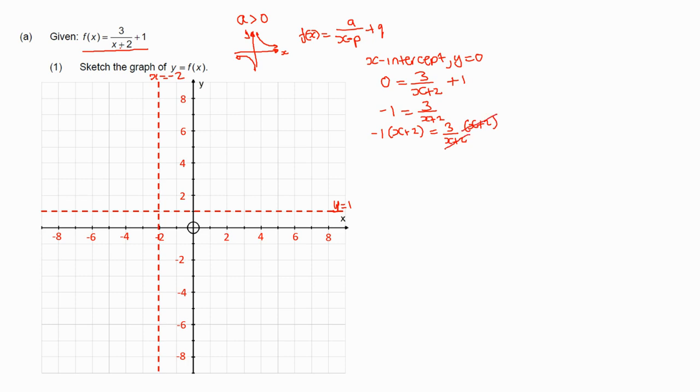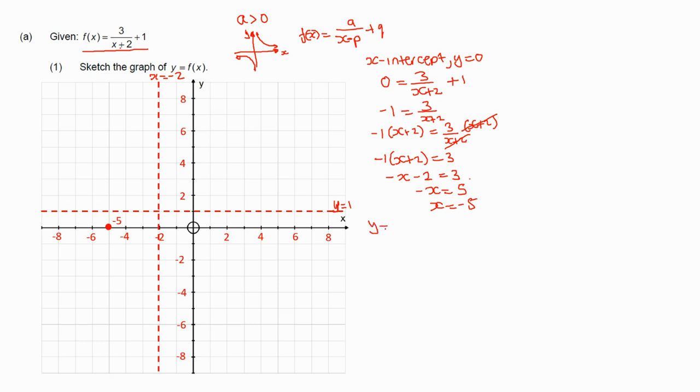To get rid of the denominator, you multiply by it. So we remain with -1 times x plus 2 is equal to 3. Then we distribute the -1: -1 times x is -x, -1 times +2 is -2, is equal to 3. Then we transpose the -2, and it becomes 3 plus 2, so -x is equal to 5. Dividing by -1 on both sides, x is equal to -5. That is our x-intercept. We have the shape, the asymptotes, and the x-intercept. We're left with the y-intercept.